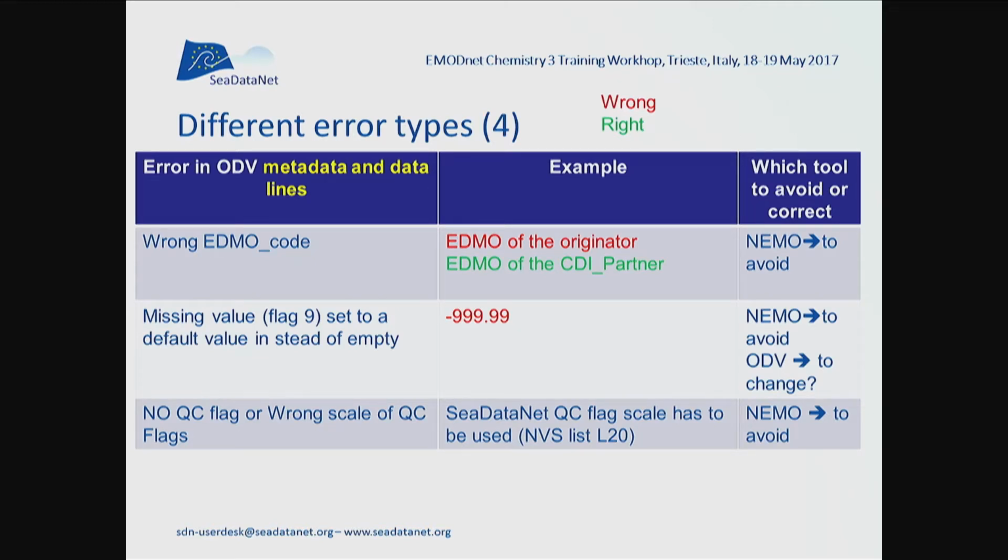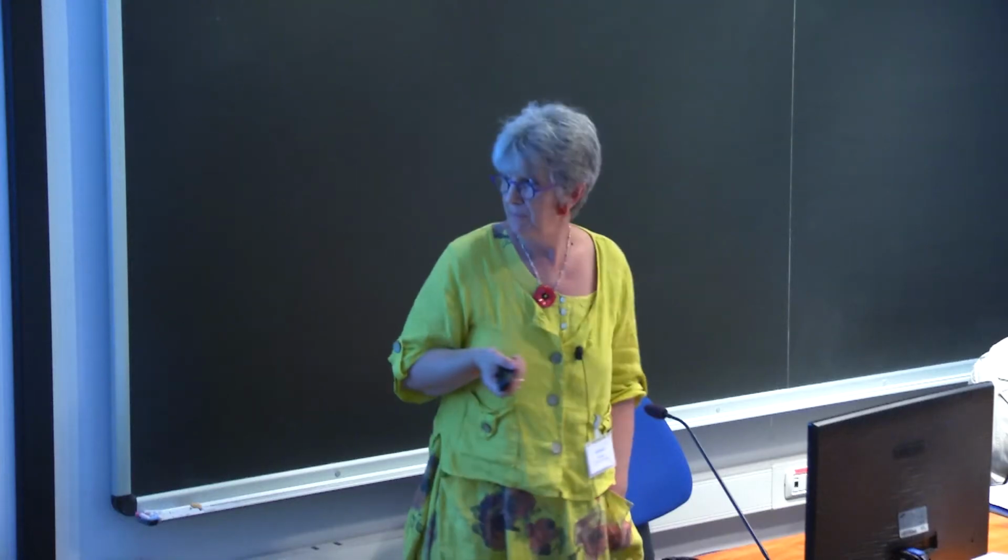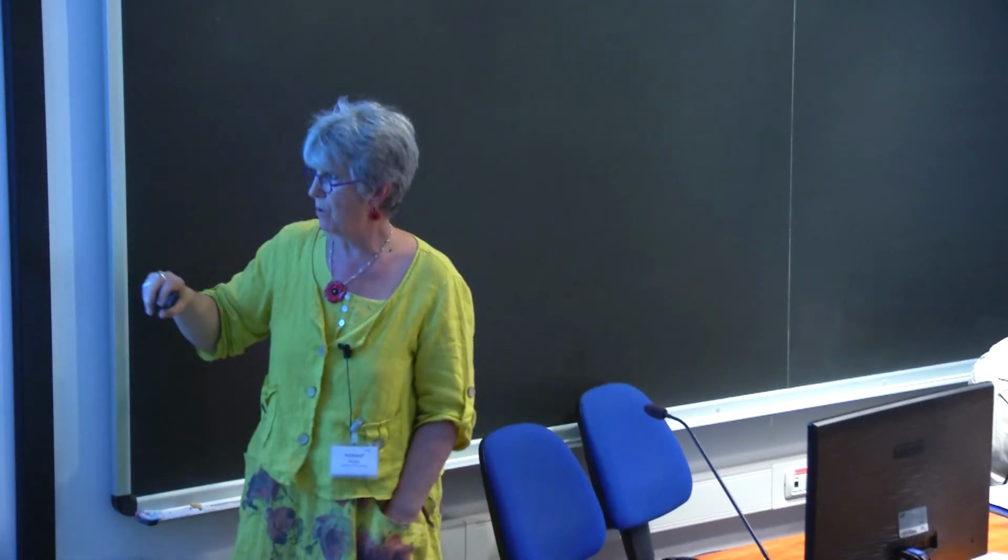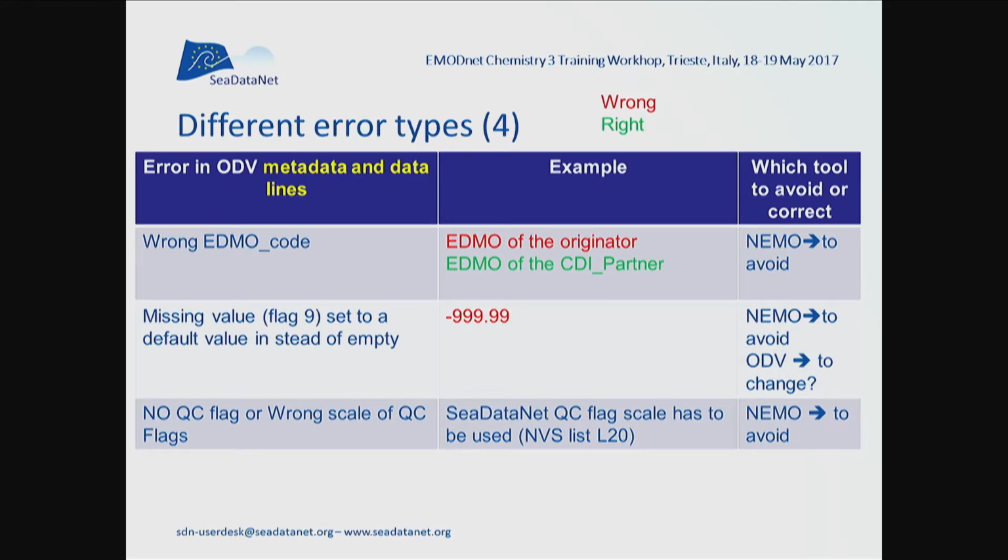Missing values in an ODV file are set to nothing, not to some strange value like this one. This can work in other formats, but not in ODV. So using Nemo, we can avoid this kind of error. And finally, sometimes we also had wrong use of the quality flag scale, which must be a SeaDataNet flag.